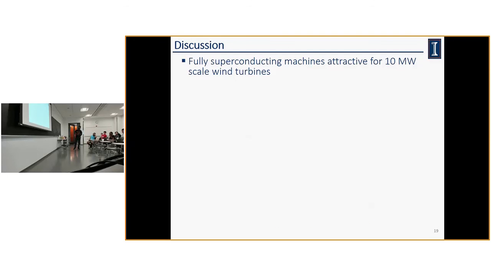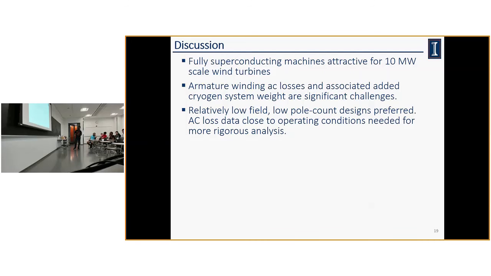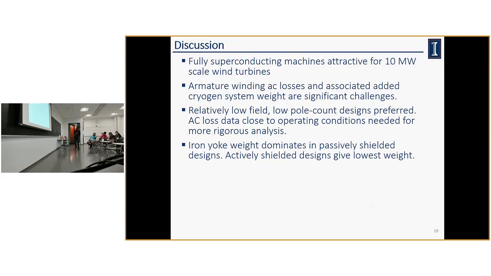So what is the conclusion here? Fully superconducting machines are attractive for 10, 12 megawatt wind turbines. Armature winding AC losses and the associated cryogen system weight are significant challenges, and relatively low field, low pole count designs are preferred. That's what we are looking at, a 10 pole design with a low field. Iron weight dominates in the passively shielded design, so that's why we were looking at an active shielded design, so we can remove the weight from the machine.